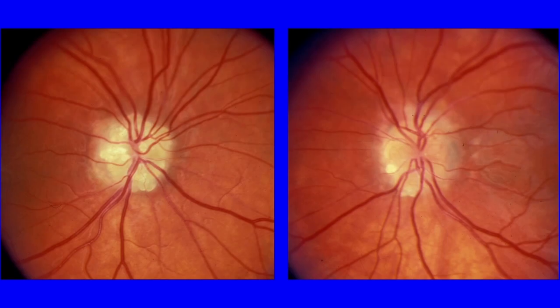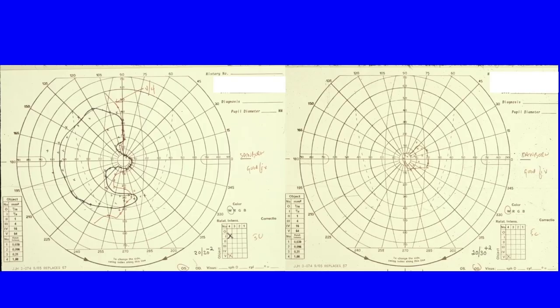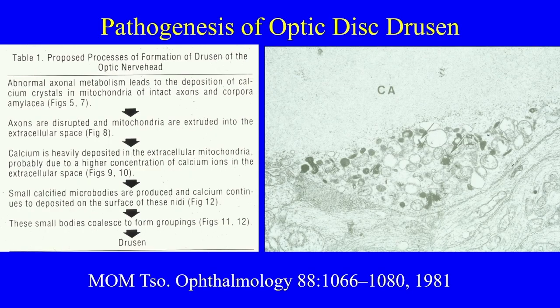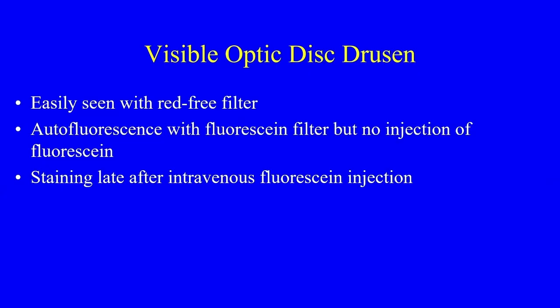So what do they look like? Here you can see the rock candy-like substances in this patient with bilateral drusen, and here are the severe visual field defects in the two eyes associated with these drusen. The pathogenesis is well worked out. Mark Cho reported this back in the 80s. These are abnormal mitochondria that become calcified. They extrude their innards, and more calcification develops.